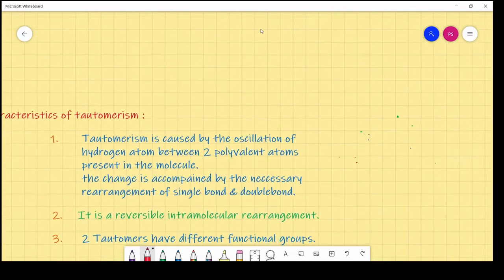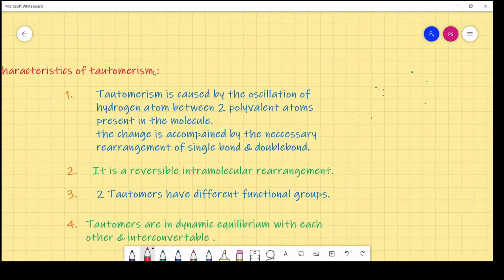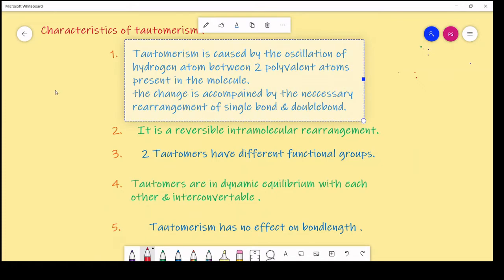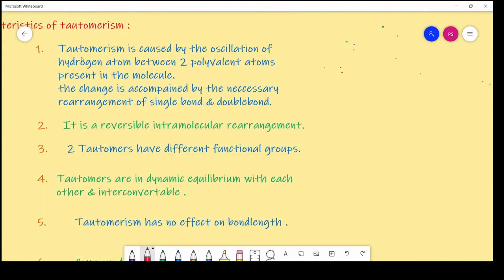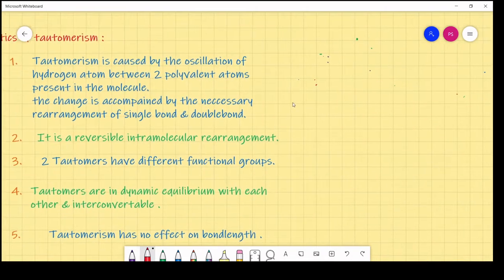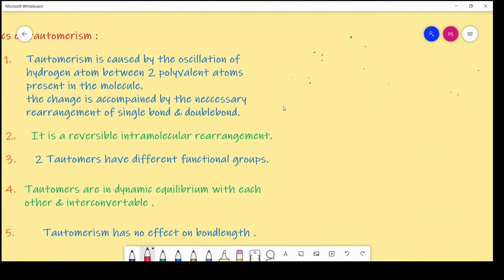Characteristics of tautomerism. The first characteristic is that tautomerism is caused by the oscillation of a hydrogen atom between two polyvalent atoms present in the molecule. The change is accompanied by the necessary rearrangement of single bond and double bond. I think this point is clear, and I am explaining once again. Tautomerism is caused by the oscillation of a hydrogen atom.